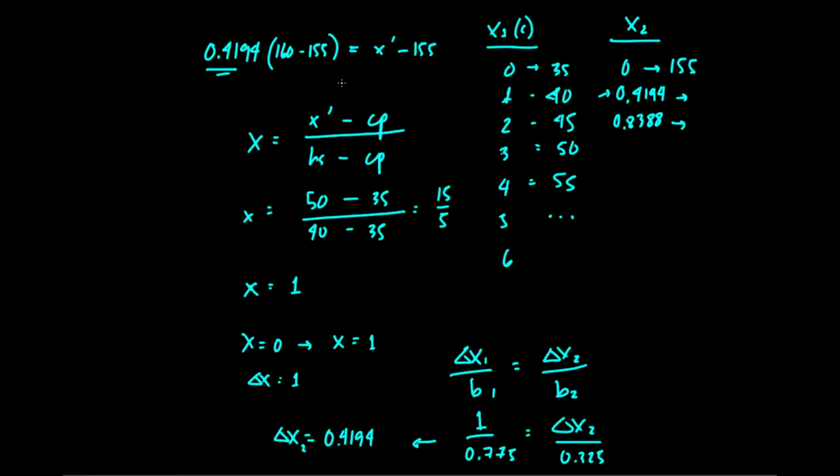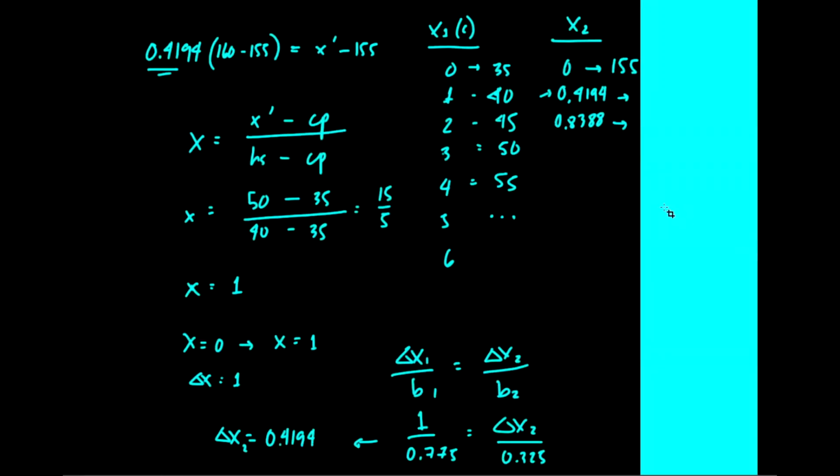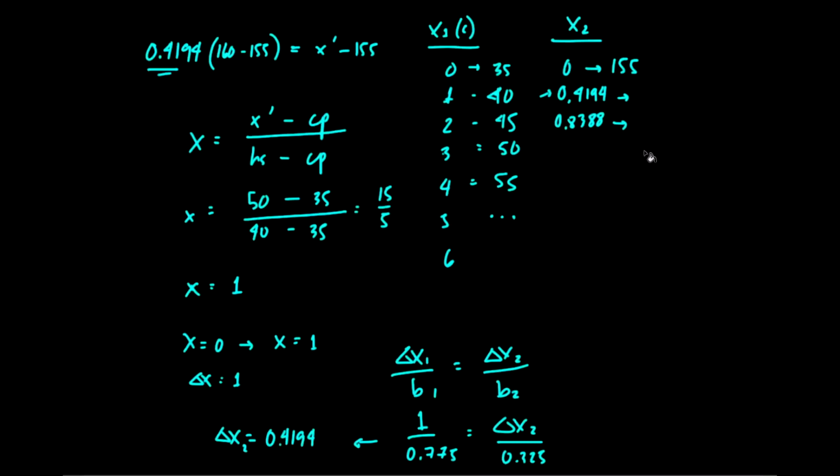So, if you do that, magiging, ano siya? Magiging, let's do calculator. 0.4194 times 0.1494 times 5 plus 155. So 157.097. So I'll just say 157.1.